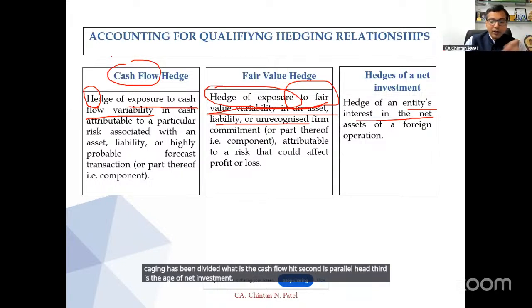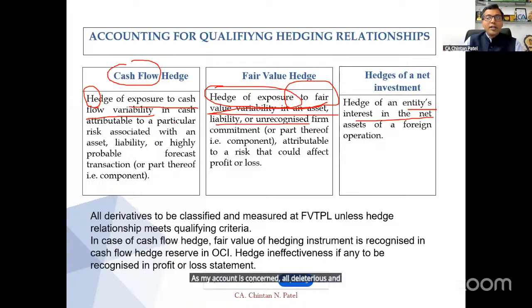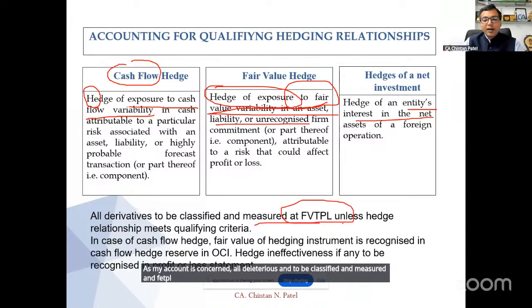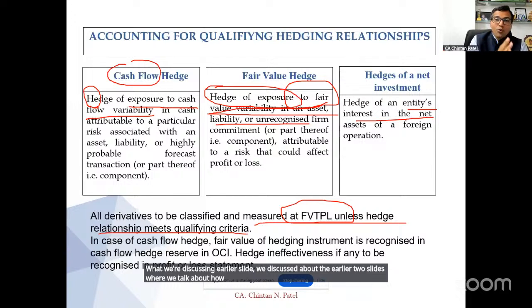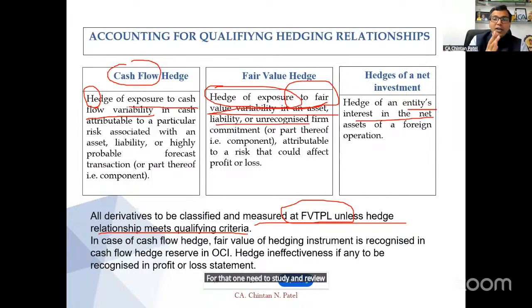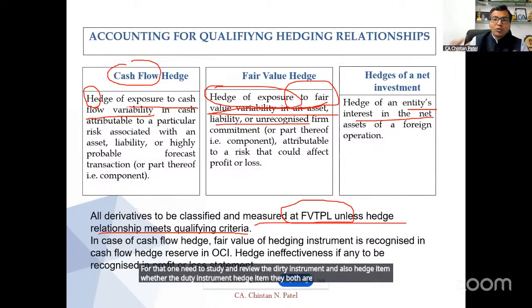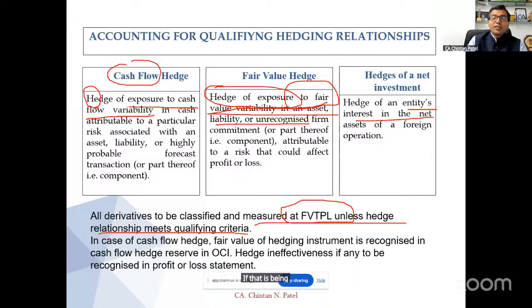As far as accounting is concerned, all derivatives are to be classified and measured at FVTPL unless the hedge relationship meets the qualifying criteria. What we discussed in the earlier slides was how to evaluate whether the hedging is being met or not. For that, one needs to study and review the derivative instrument and also the hedged item. Whether both are correlated with each other, whether the hedge is effective. If that is qualified, measured, and documented, then only you can talk about hedging.